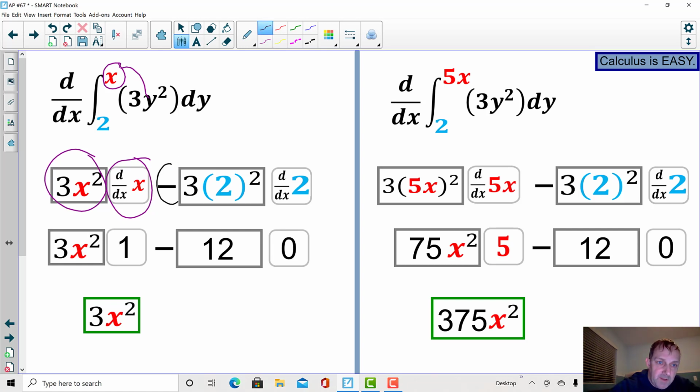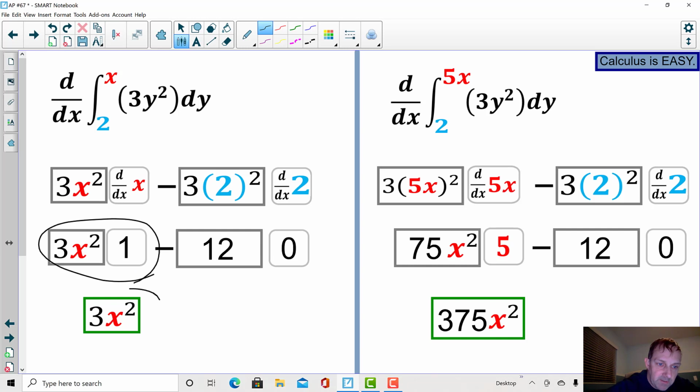Okay, then we're going to do minus. Then we're going to plug in the 2. Plug the 2 in. And then we need to do the derivative of 2. And the derivative of 2 is 0. So this piece over here is going to cancel. And we'll just be left with this piece, 3x squared.